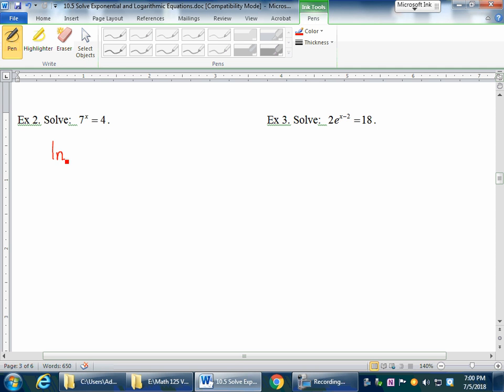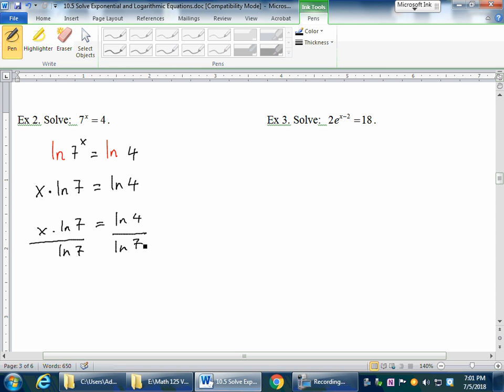I take ln on the left-hand side and ln on the right-hand side, which now becomes ln of 7 to the x power equal to ln of 4. According to the properties of logarithms, I can bring the exponent of the argument, in this case x on the left-hand side, down as a factor. So it will be x times ln of 7 is equal to ln of 4. Remember, ln of 7 and ln of 4 are numbers, so you treat them like numbers. To solve for x, I divide both sides by ln of 7.